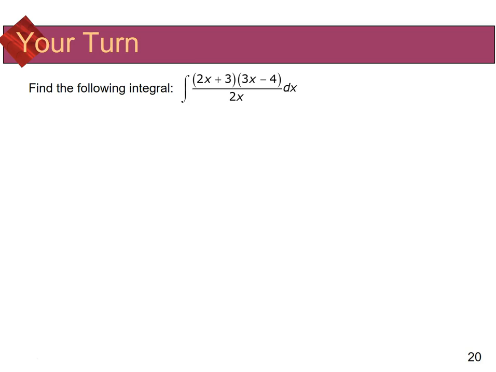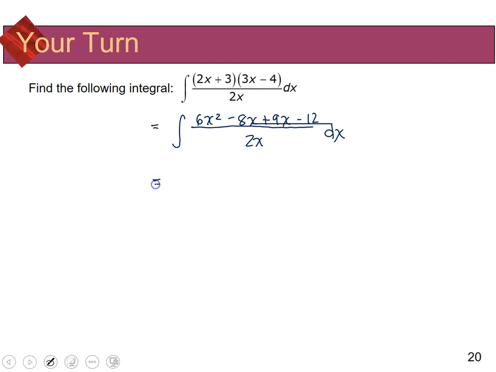So for this one here, I'm going to do the same thing that we did before. I'm going to FOIL at the top. If I do that, I'm going to end up with 6x squared minus 8x plus 9x minus 12. The minus 8x and the plus 9x I can combine. I'm going to end up with 6x squared plus x minus 12 all over 2x.